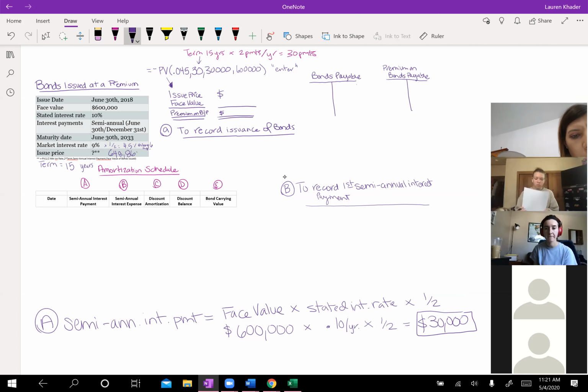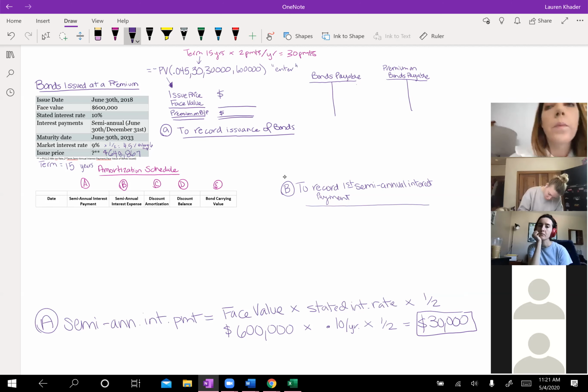I have a quick question. For the market interest rate, is it always going to be multiplied by 1/2? No. If they pay interest once per year, you won't be multiplying it times 1/2 for the interest payment calculation and for your interest expense calculation. Okay.